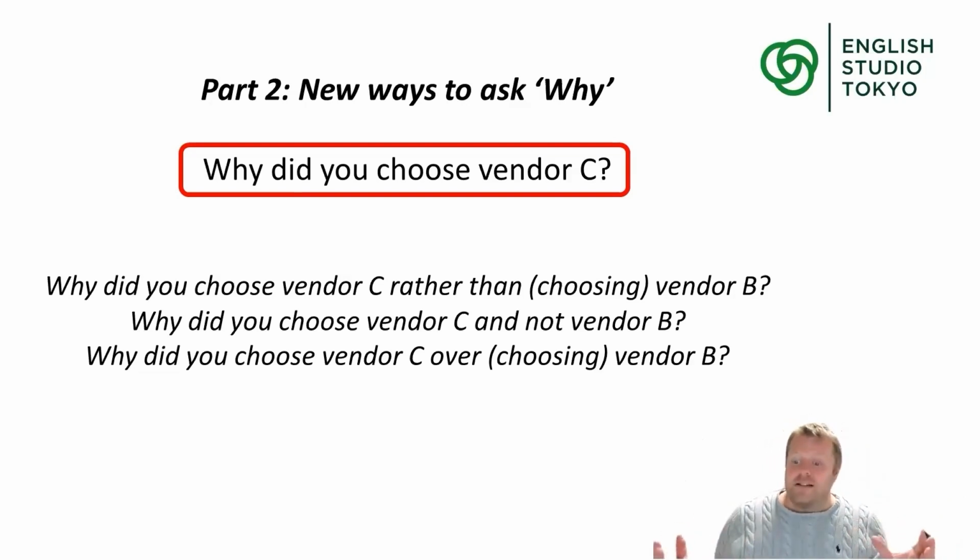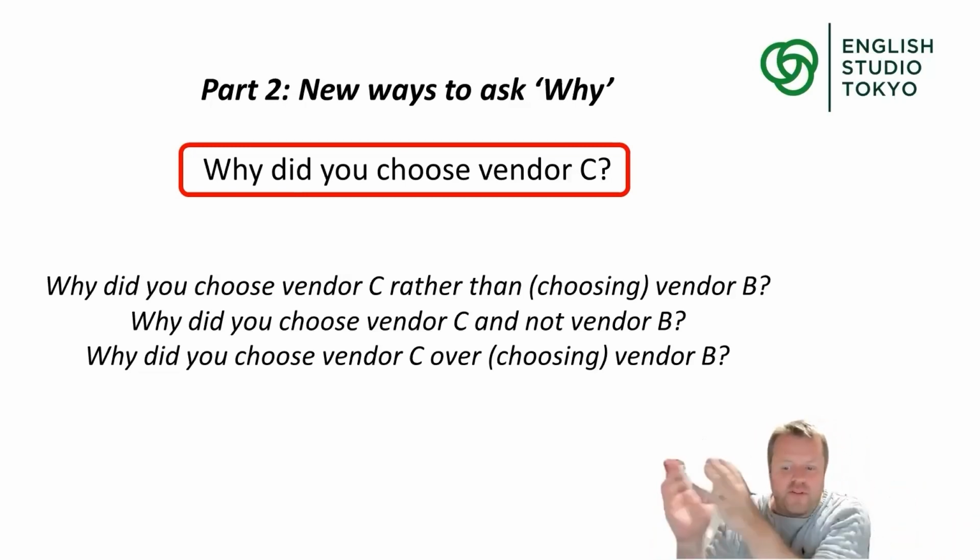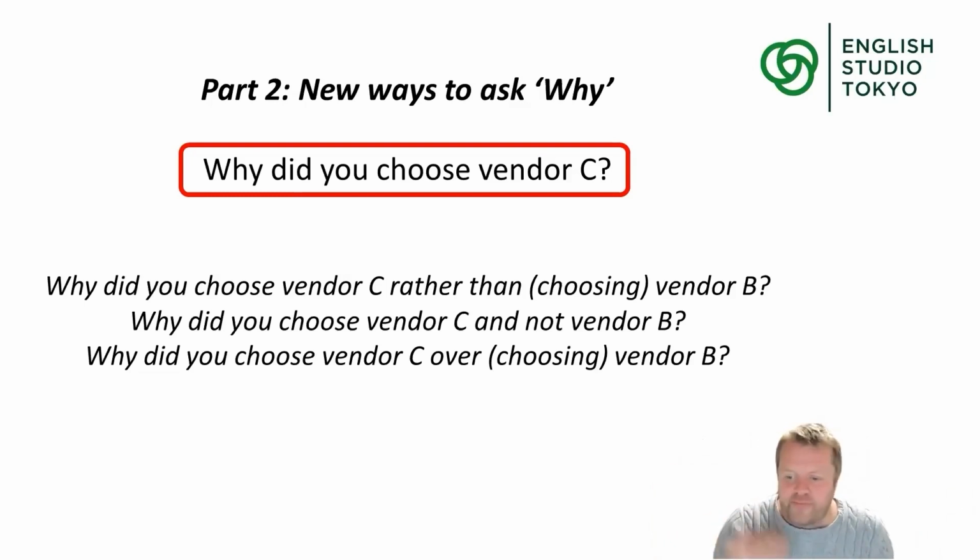So if you want to use a different verb to make more variety, that's totally great. That's totally fine. But if it's clear that the verb is the same as the verb from the first part of the sentence, you just don't need to use the verb. So why did you choose vendor C rather than vendor B?